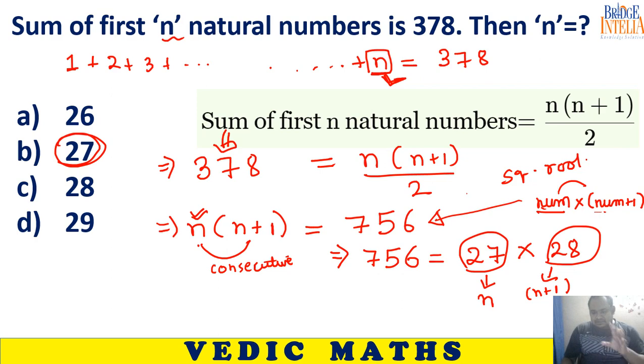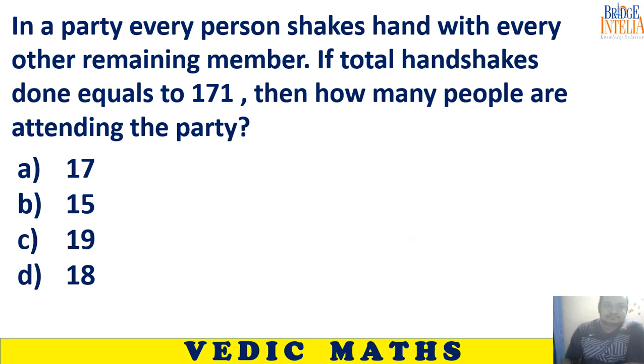So basically you will be able to answer these kind of questions if you can guess intelligently how this number can be written as a product of two numbers which are consecutive. That is the only thing that you have to take care of. Let's take one more example.